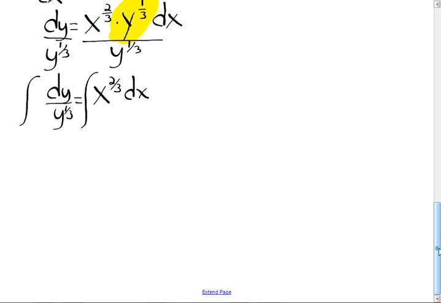Now, it's the power rule. The power rule applies to any exponent, if it's a power, except for 1 over x, x to the negative 1. But this is okay. This is y to the negative 1/3 dy. We always put them up in the numerator, but if that exponent is negative 1, then it turns out to be a log. x to the 2/3 dx.